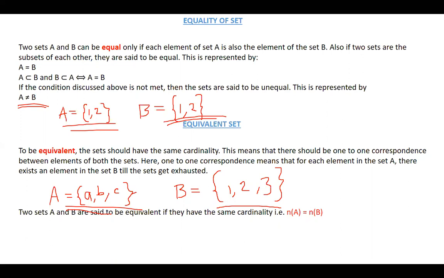So this is what this statement here is talking about. The number of elements in A is equal to the number of elements in B, which is just the same as saying the cardinality of A and the cardinality of B are the same. Then we're talking about equivalent sets.